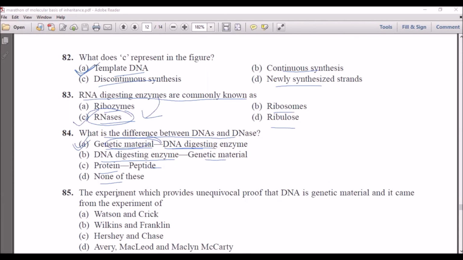The next question is, the experiment which provides unequivocal proof that DNA is the genetic material came from the experiments of Watson and Crick, Wilkins, Hershey and Chase, or Avery, MacLeod, and McCarty. We know that the experiment which provides unequivocal proof that DNA is genetic material comes from the experiment of Hershey and Chase. So C is the correct answer.